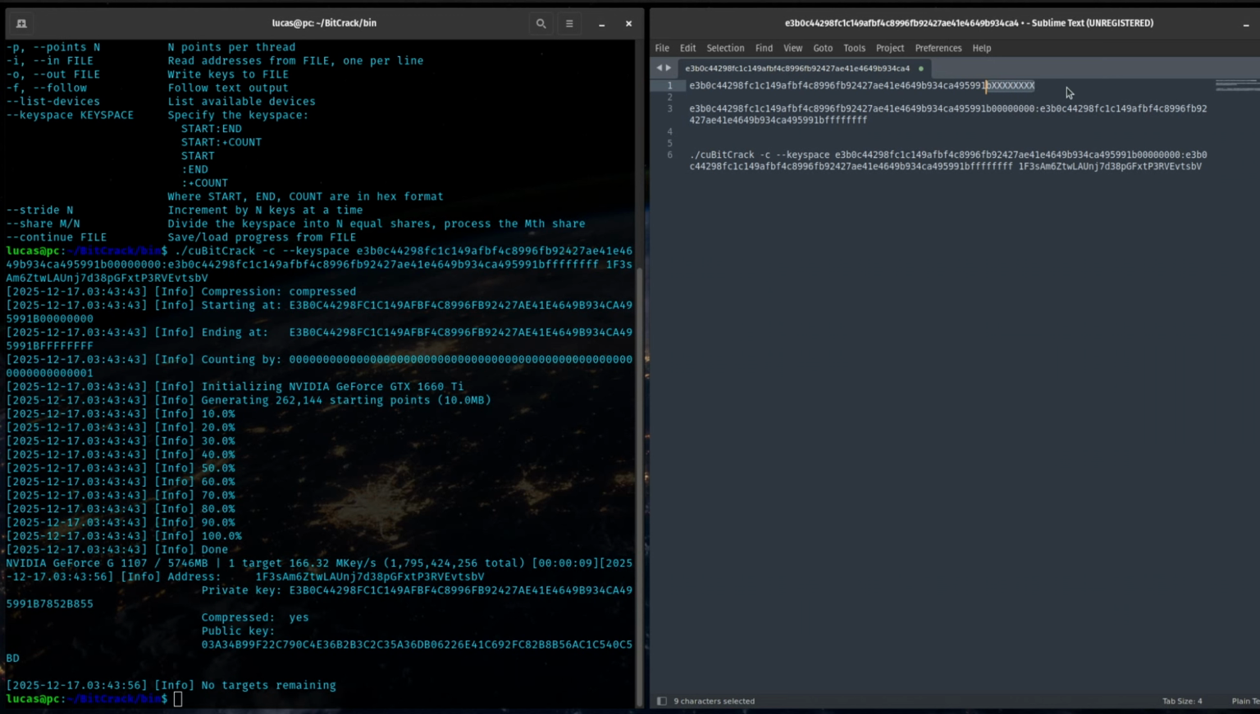It's quite interesting that with this particular type of key, you can effectively divide the range and then execute the search across several different computers.